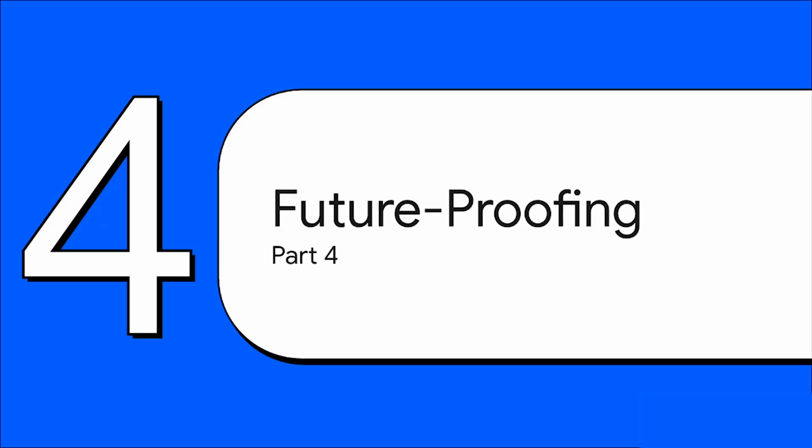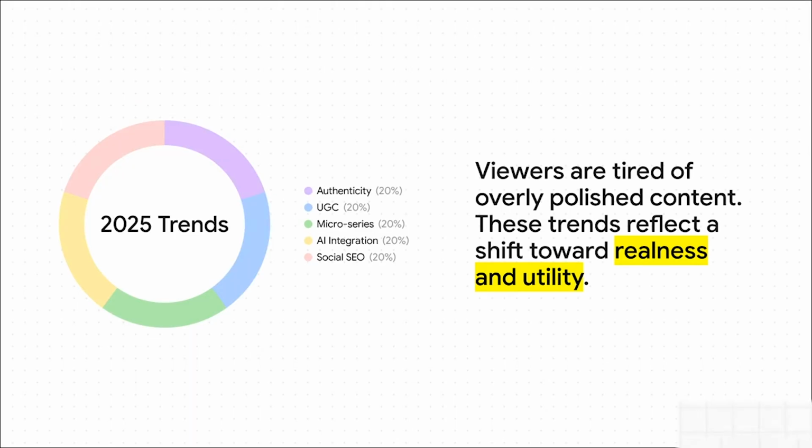All right, for our final section, let's look to the future. I mean, mastering today's rules is great, but the best creators, they're already thinking about tomorrow. Here's how to build a strategy that lasts. Looking ahead, we're seeing this major shift in what viewers want, and it all really points to two things: realness and utility. People are so tired of overly polished content that looks like an ad. They crave authentic, unscripted moments, and they trust content from real users. That's UGC, way more.